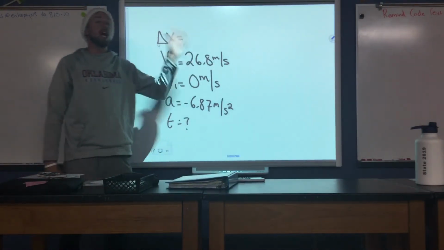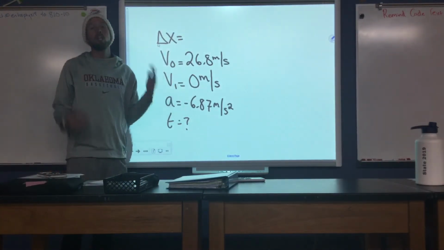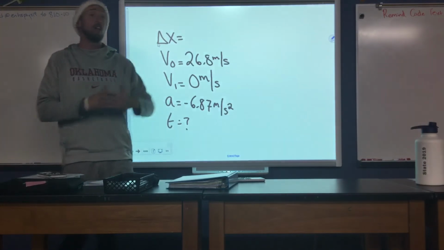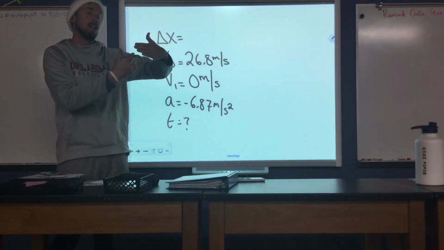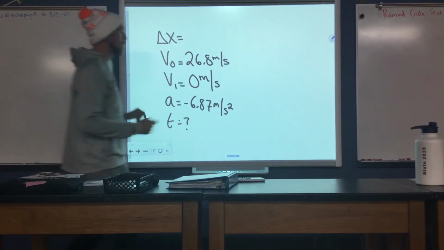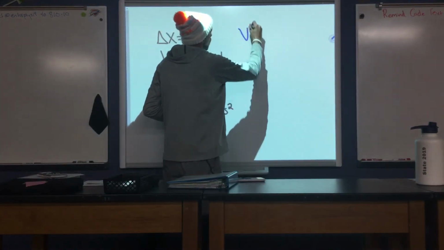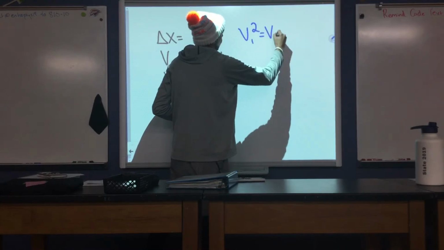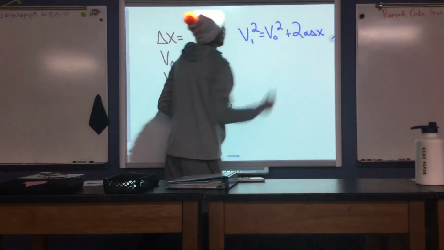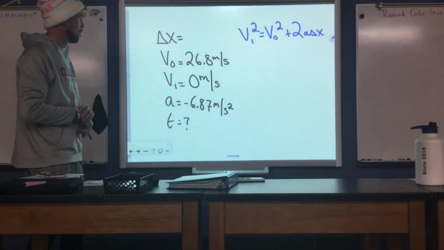Now remember, we're not going to use 46 as our delta x. We're going to solve for delta x and see how that compares to 46. Right? Do we have enough space to stop? Or are we going to hit the animals? So if time is the variable that we don't know, that means we're going to use equation number 5. v1 squared is equal to v0 squared plus 2a delta x.